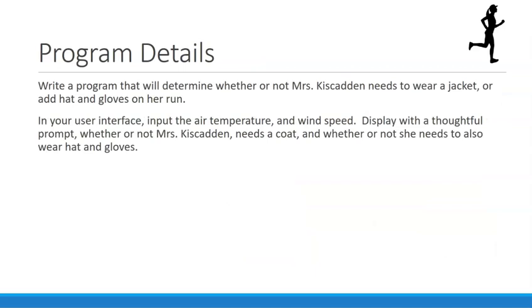In this program, you'll write a program that will determine whether or not I need to wear a jacket or add hat and gloves to my run. In your user interface, you will input the air temperature and the wind speed. You will display with a thoughtful prompt whether or not I need to add a jacket to my run and whether or not I need to add hat or gloves to my run.